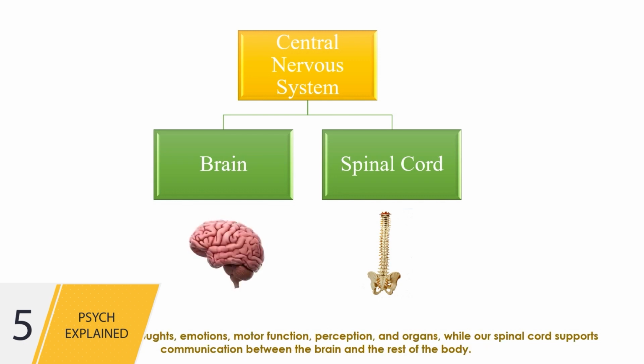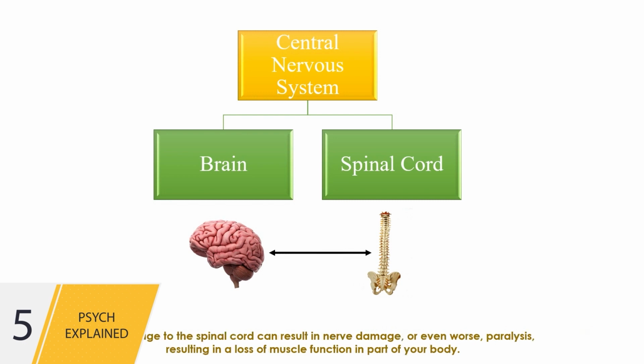Our brain controls thoughts, emotions, motor function, perception, and organs, while our spinal cord supports communication between the brain and the rest of the body. Any damage to the spinal cord can result in nerve damage, or even worse, paralysis, resulting in a loss of muscle function in part of your body.